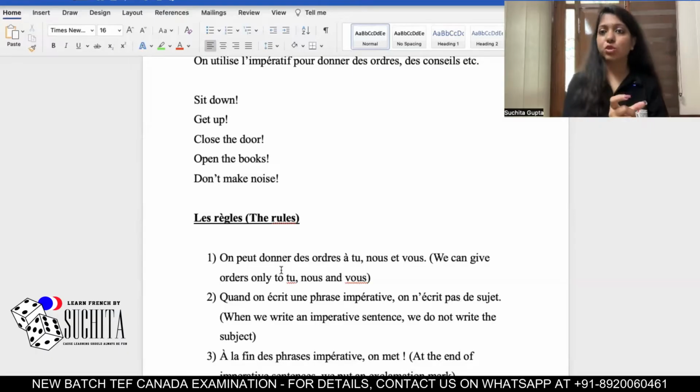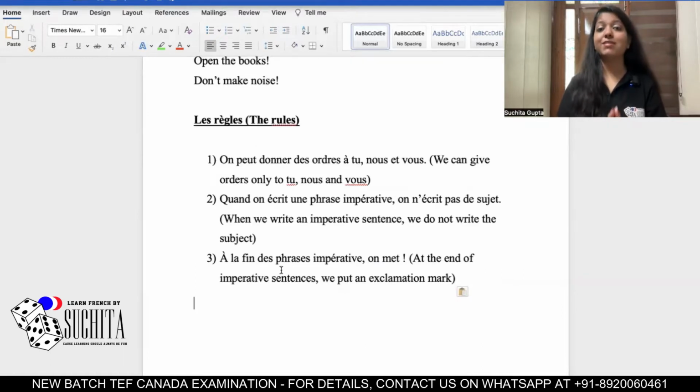You do not write the subject, just like you do in English. You directly say, get up, close the door, sit down, open the book. So all of them are beginning directly with the verb. Open, close, get up, sit. All these are verbs. So you do not write the subject. You remove the subject. And then the third one, which states, à la fin des phrases impératives, on met un point d'exclamation, which means that at the end of imperative sentences, you generally put an exclamation mark.